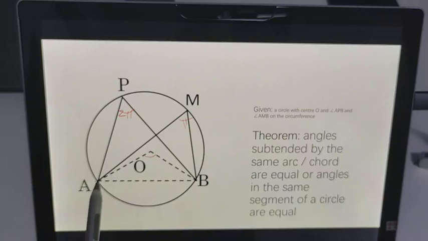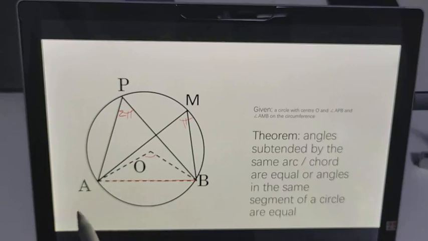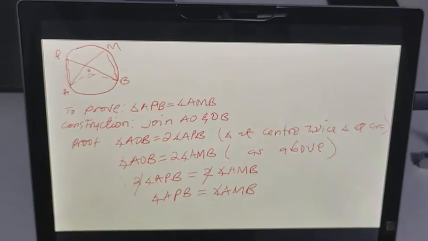And if you see, those angles are coming from the same chord. They are also in the same segment, and they are also subtended by the same arc. So those angles are equal, as we have done here.